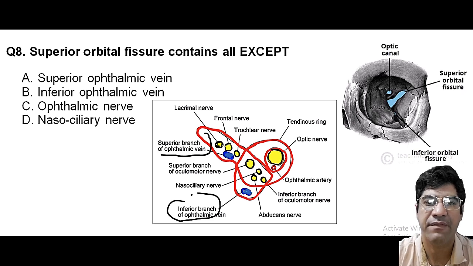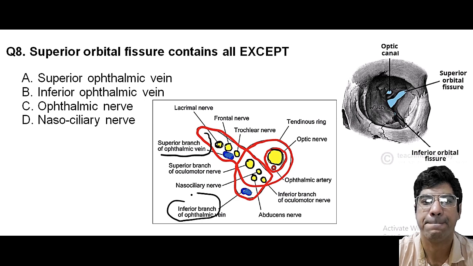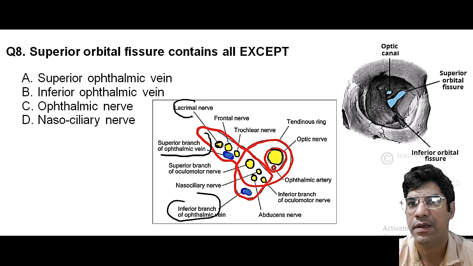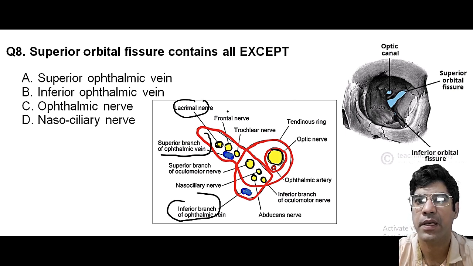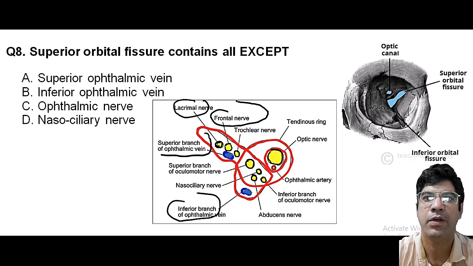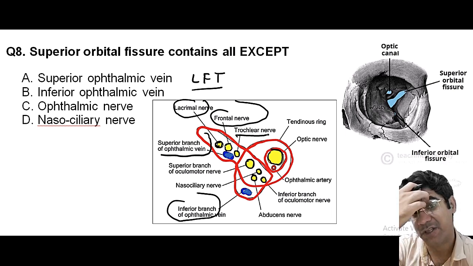Instead, the superior orbital fissure allows passage of three branches of the ophthalmic nerve, which are the lacrimal nerve, frontal nerve, and the trochlear nerve. So an easy mnemonic to remember it is LFT. So option C is correct.